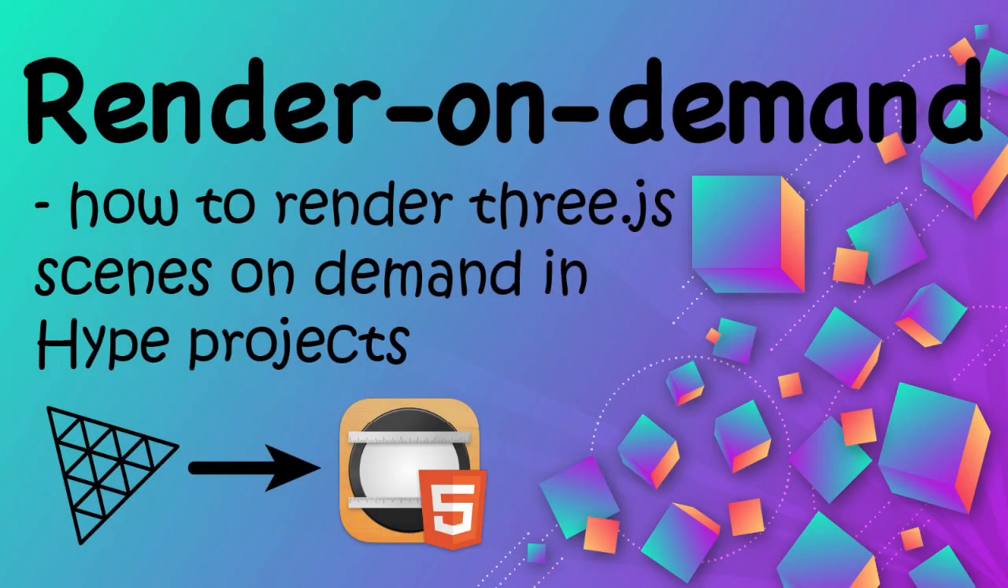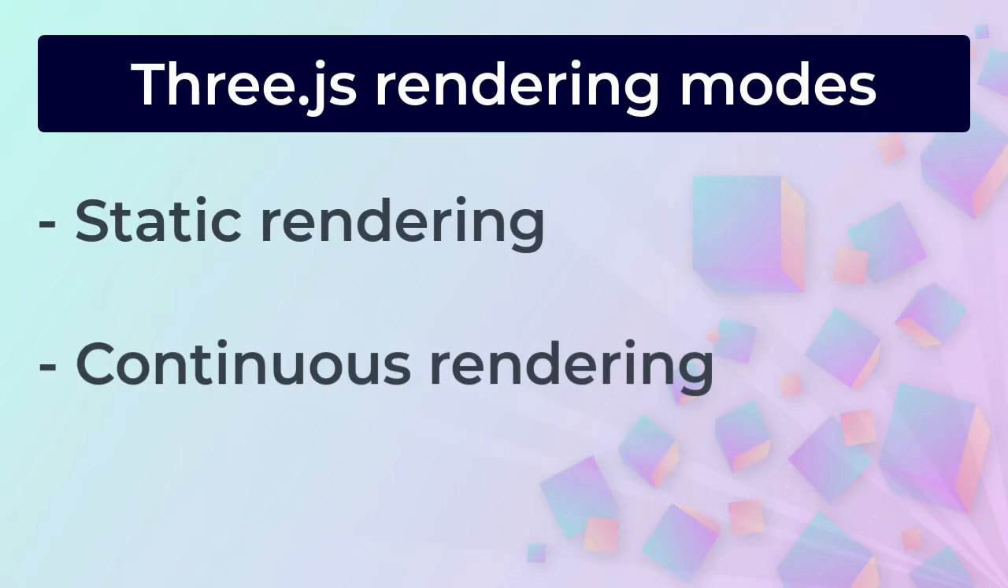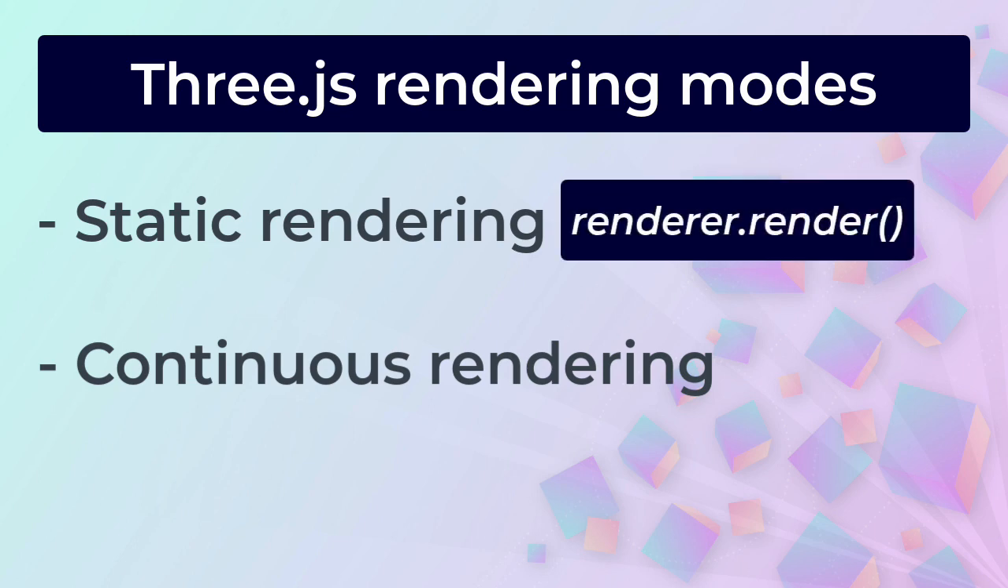In previous videos in this series, I've demonstrated how to display Three.js worlds in Hype in one of two modes: either static or continuous rendering. In our early examples, static rendering employed a method called renderer.render to display an unchanging Three.js world that had been inserted into an empty element somewhere on the Hype canvas.